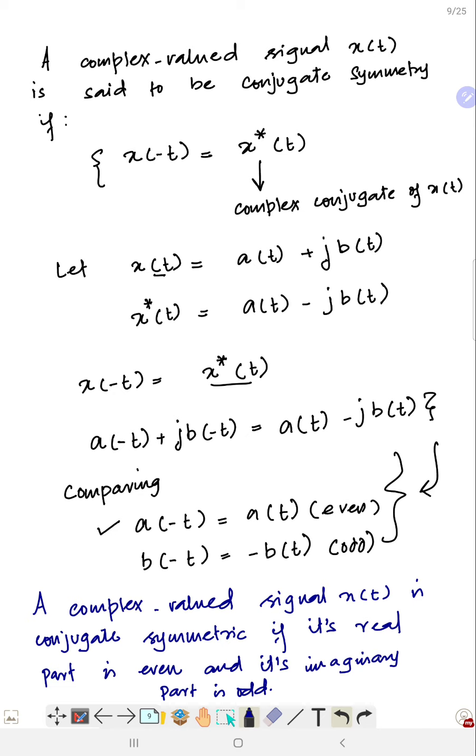Fine. So we have defined symmetry that applies to real valued signals. Then we have defined conjugate symmetry that applies to complex valued signals. And in a way, we have established a relationship between conjugate symmetry and the real valued symmetry in terms of these even and odd components. Fine. So that was the classification based on symmetry.